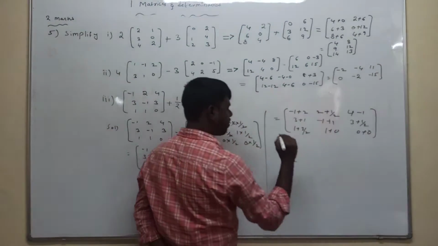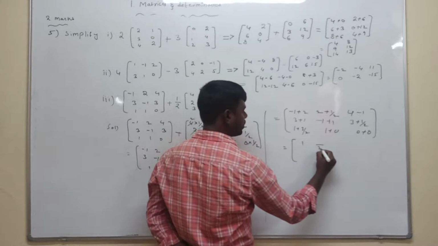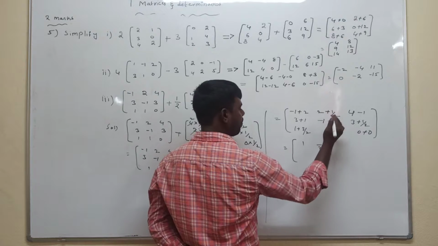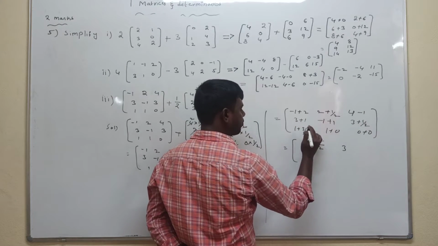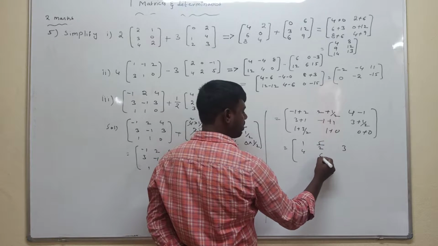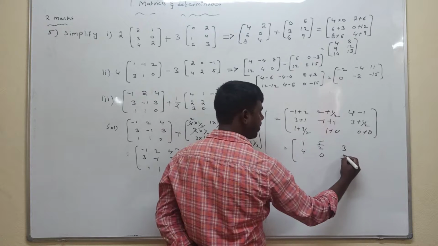Simplify this matrix's elements. Minus 1 plus 2, that value is 1. The LCM value is 2. 2 twos are 4, 4 plus 1 is 5 by 2. 4 minus 1 is 3, 3 plus 1 value is 4. Minus 1 plus 1, that value is 0. The LCM value is 2. 2 threes are 6, 6 plus 1 value is 7.